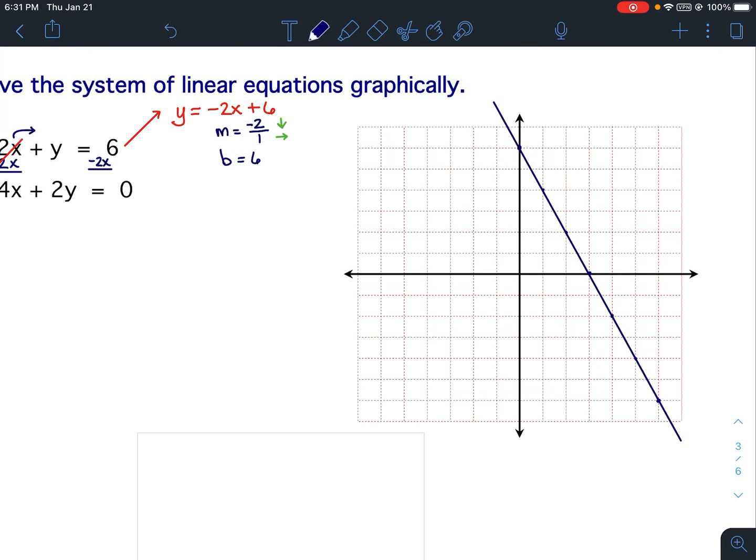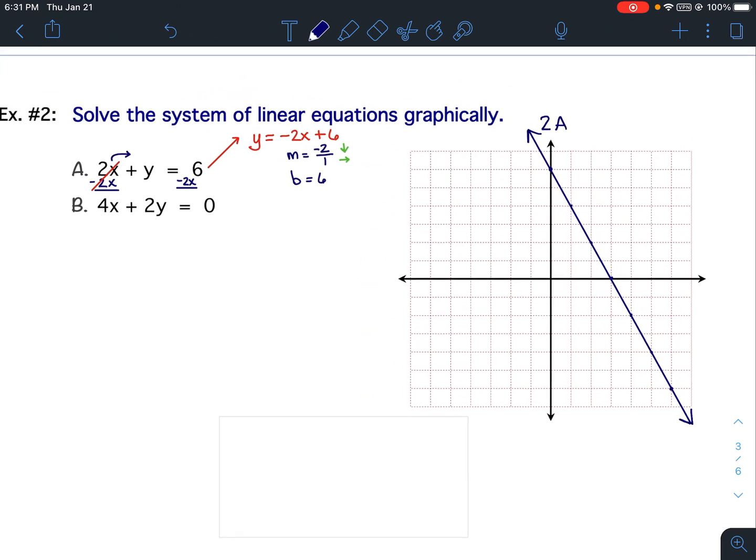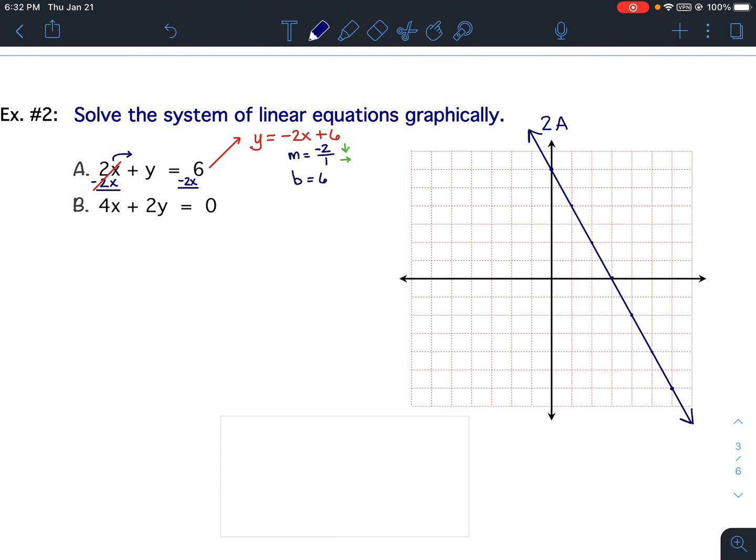If you don't use a straight edge and you don't make straight lines, these problems will not work out for you. So make sure you're using a straight edge if you're doing this on paper. And if you're doing it on Notability, make sure it's straight lines. Okay, so that was question 2A. Let's look at question 2B.